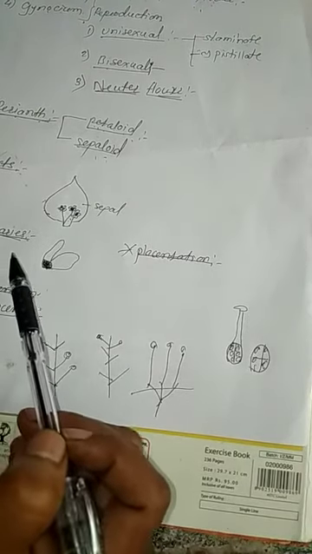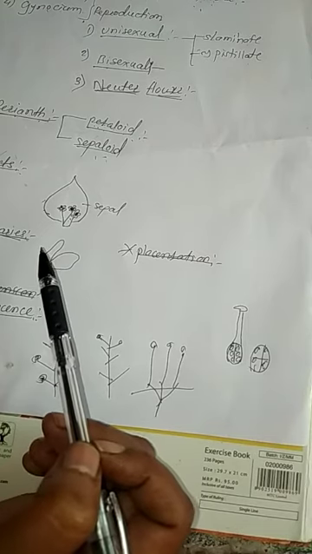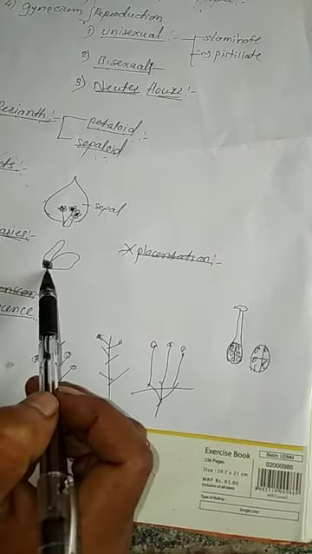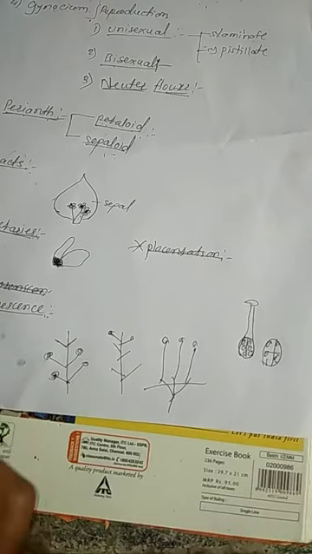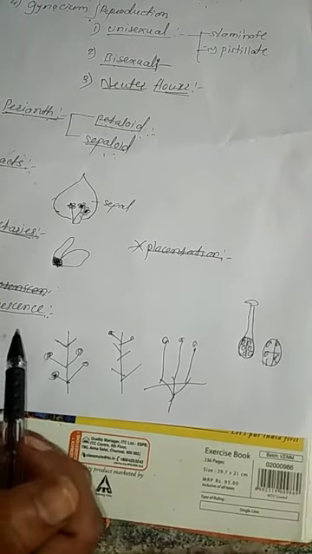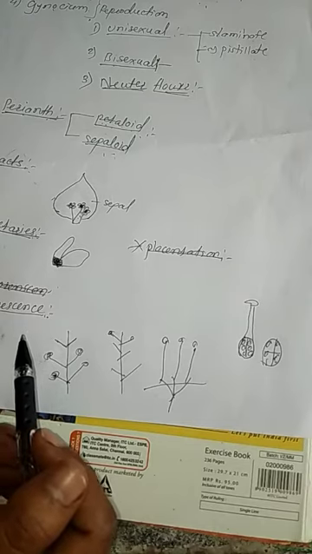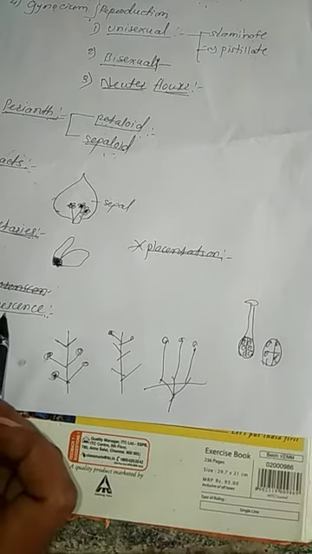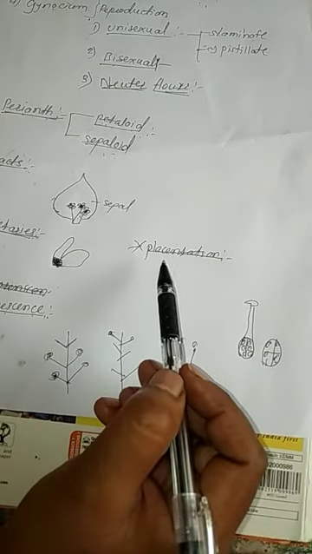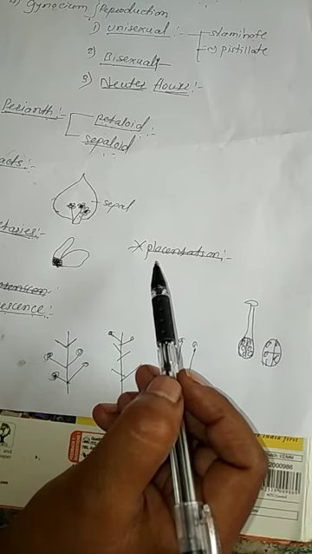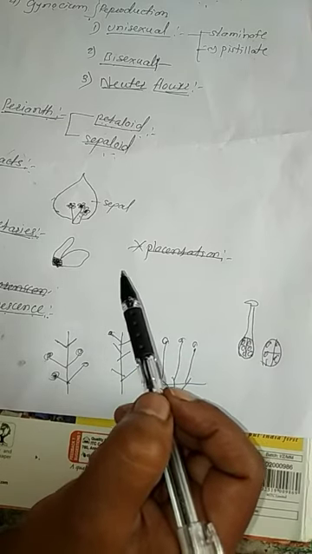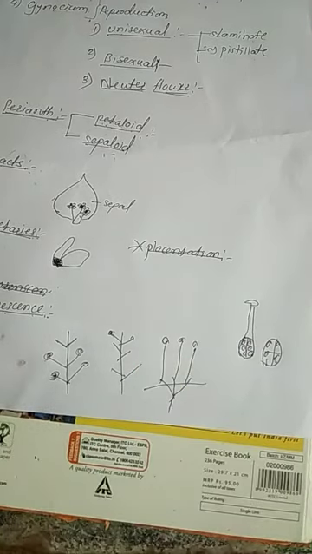Nectarize means the sweet-secreting glands which are present in the flower. This condition is called the nectarize. And inflorescence means the mode of arrangement of the flowers on the axis of the plant. This condition is called inflorescence. And placentation is the manner in which the ovules are arranged in the wall of the ovary. This condition is called the placentation.